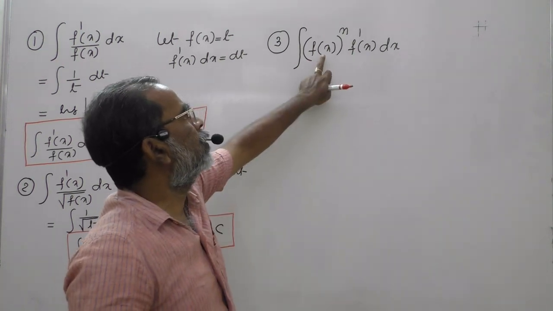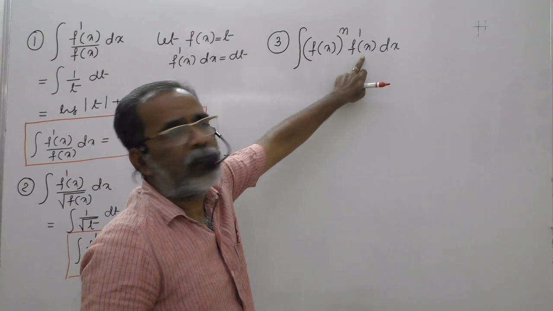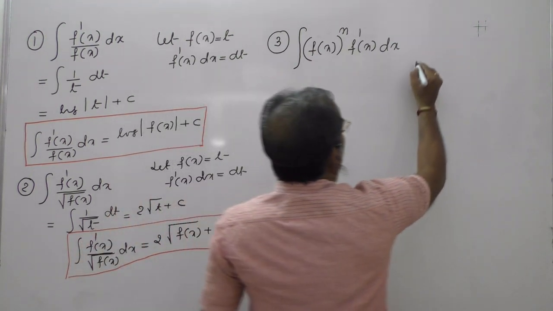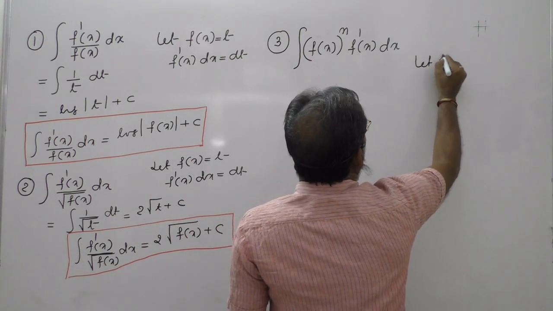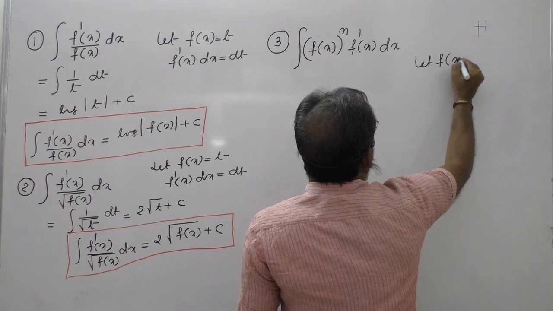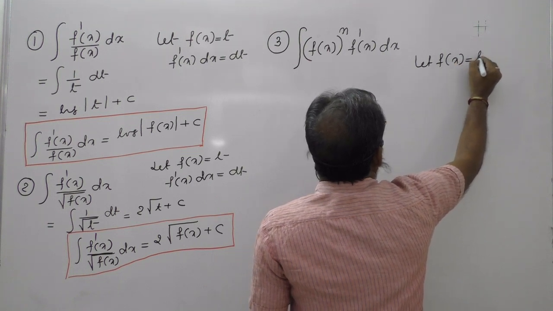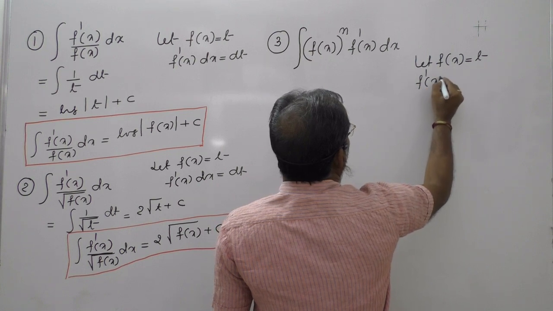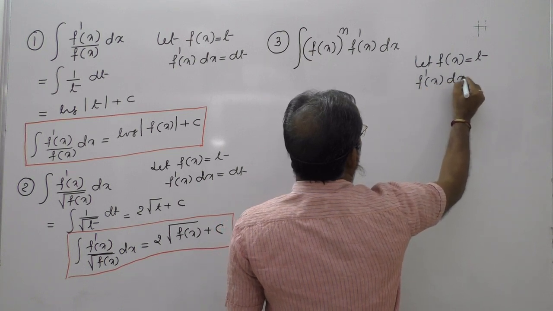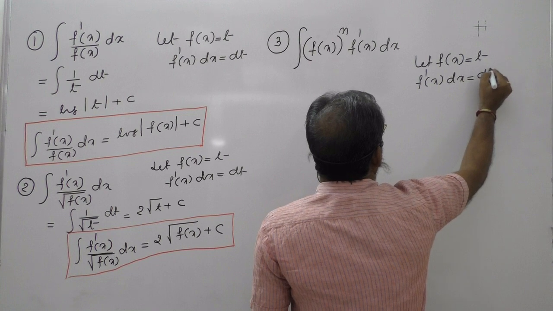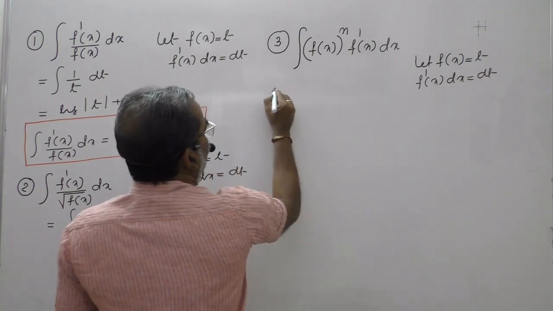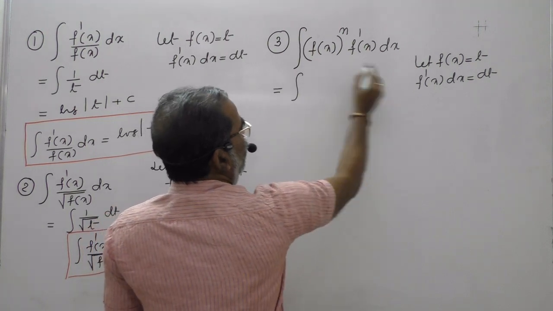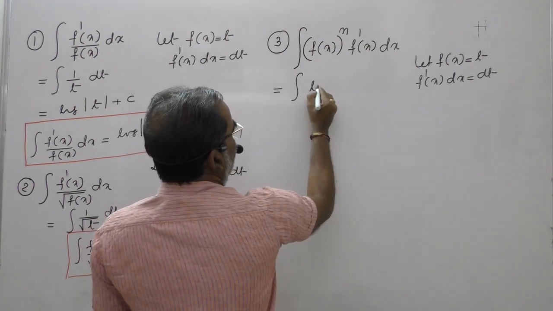Here f(x) is a function, and we are also having its derivative. Therefore, you can take the substitution f(x) = t. Therefore, f'(x) dx = dt. Now with this substitution, we have taken f(x) as t, no?